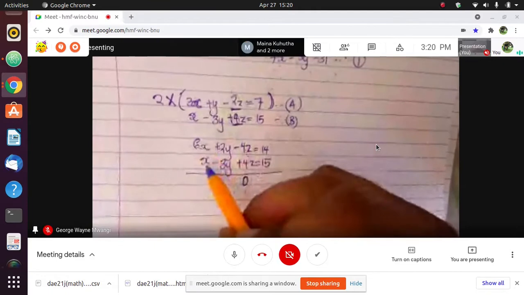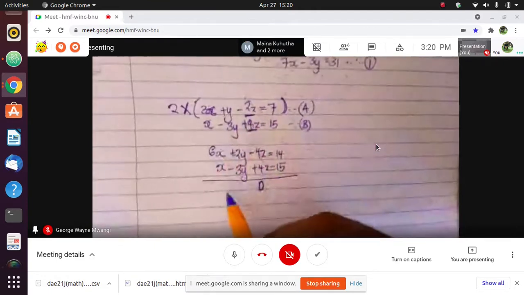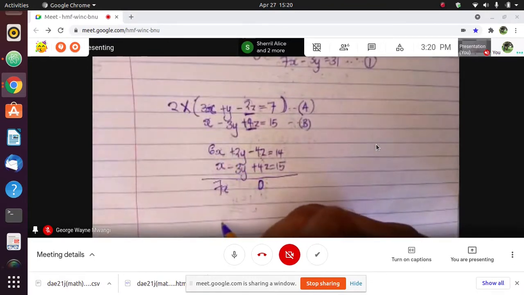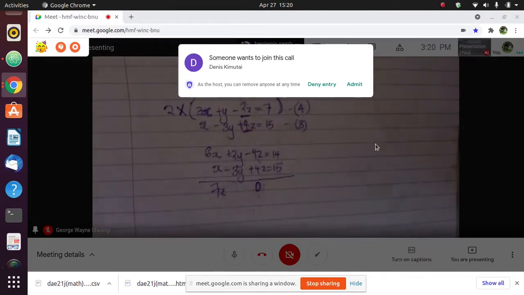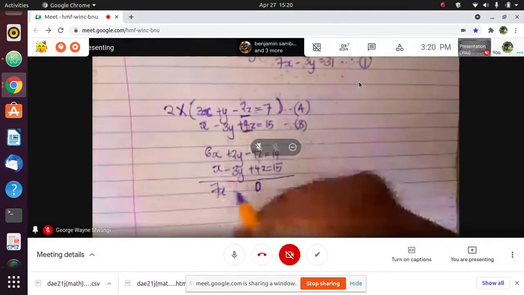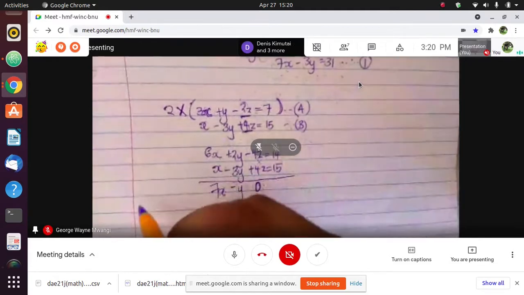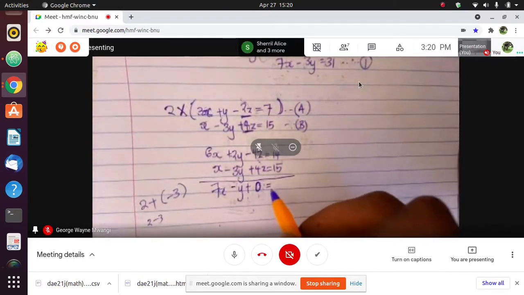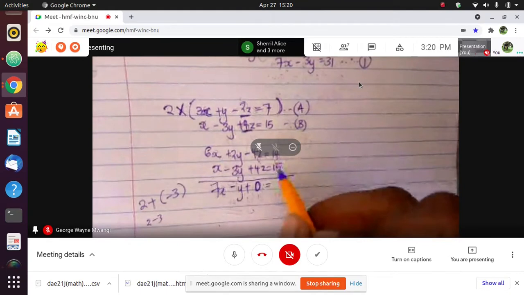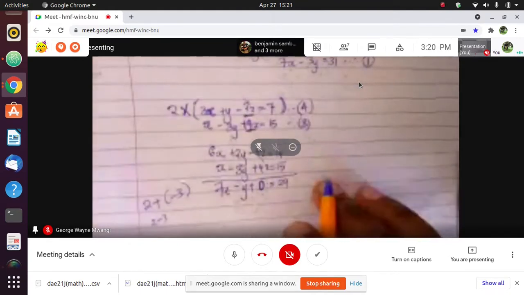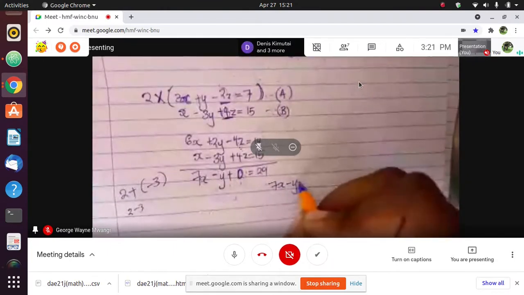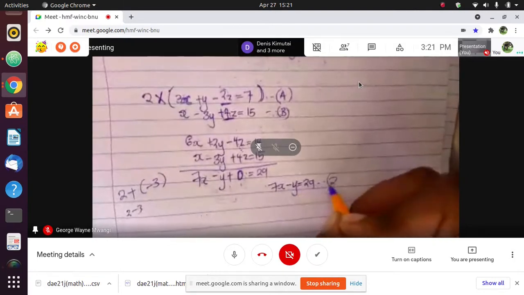So 6x plus x becomes 7x. 2y plus minus 3y becomes minus y. 2 plus minus 3 is basically 2 minus 3. So it becomes minus y plus 0 is equal to 14 plus 15, which becomes 29. So now we have another equation which is 7x minus y is equal to 29. So this is our equation 2.